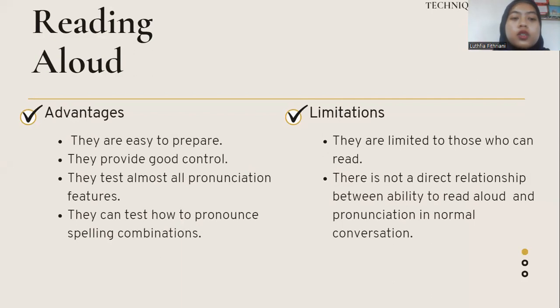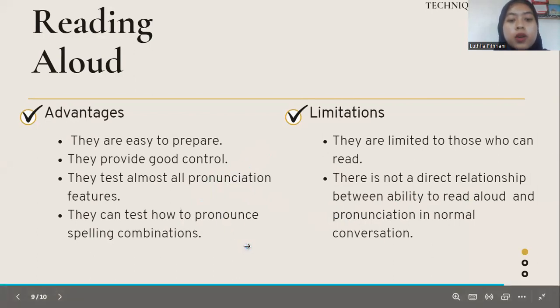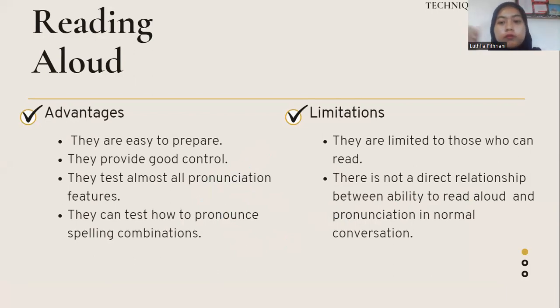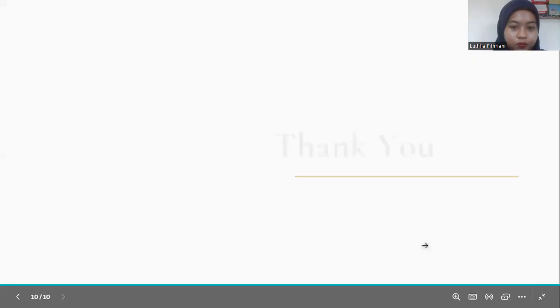Reading aloud also has some advantages and limitations. The advantages of reading aloud in pronunciation tests include they are easy to prepare, they provide good control, they test almost all pronunciation features, and they can test how to pronounce spelling combination. On the other hand, the limitation of reading aloud include there are limited to those who can read. There is not a direct relationship between ability to read aloud and pronunciation in normal conversation.